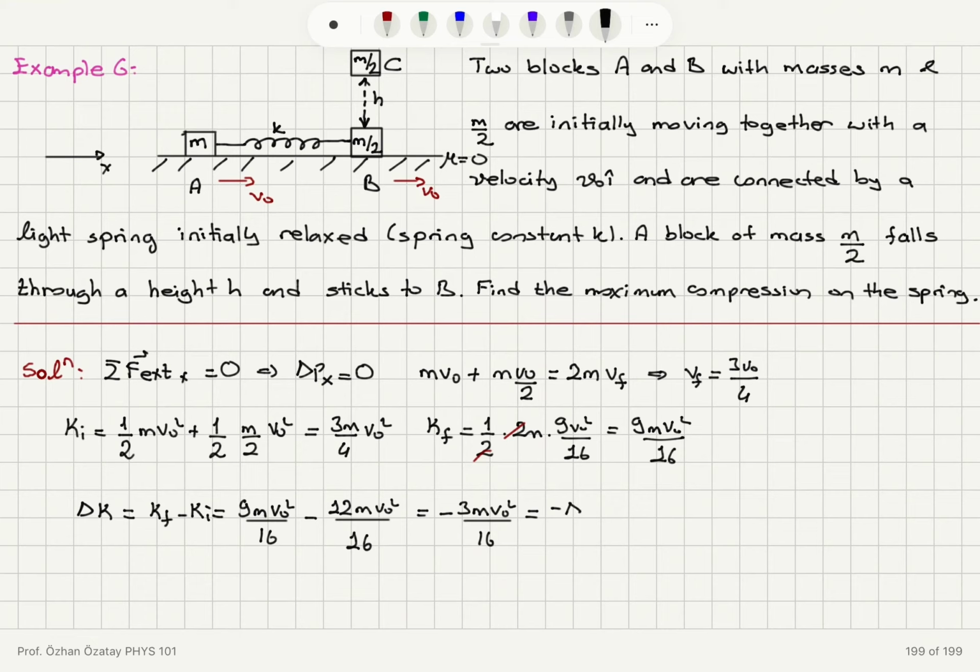And that must be equal to minus the change in potential energy. Why? Because I have no friction on this system. And therefore, the potential energy stored, 1/2 kx squared, will be equal to the decrease in kinetic energy, which is 3m v0 squared divided by 16. So this will give us, for the maximum compression on the spring, v0 times square root 3m divided by 8k.